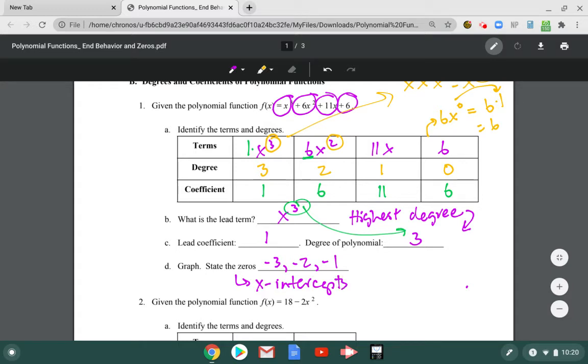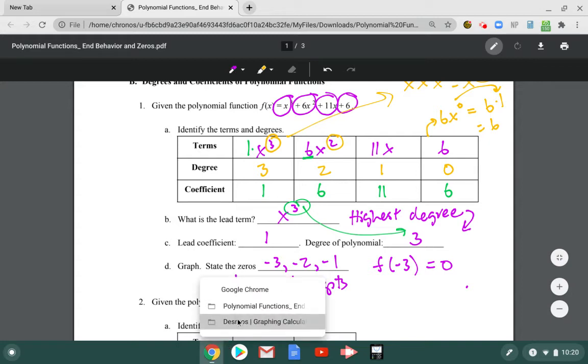A really good way to think about why they're called zeros is because their value, when you put any of these into the function, gives me a zero back. So if I were to put -3 into my function, actually, let's do this with Desmos because it's going to make our job a little bit easier.